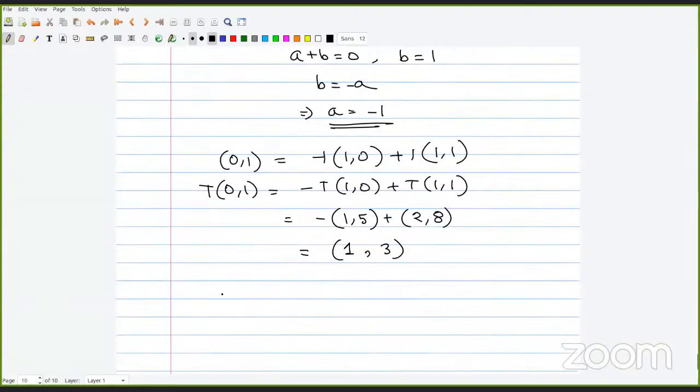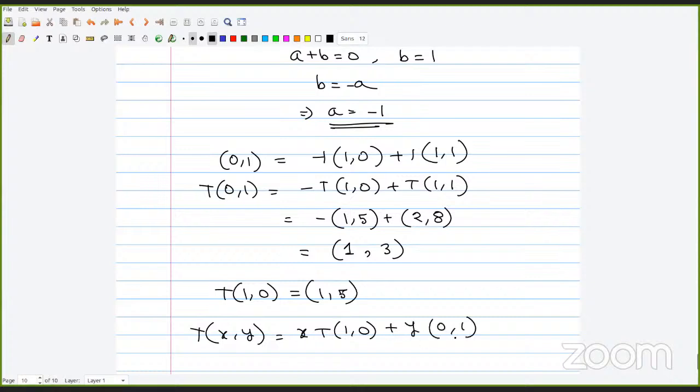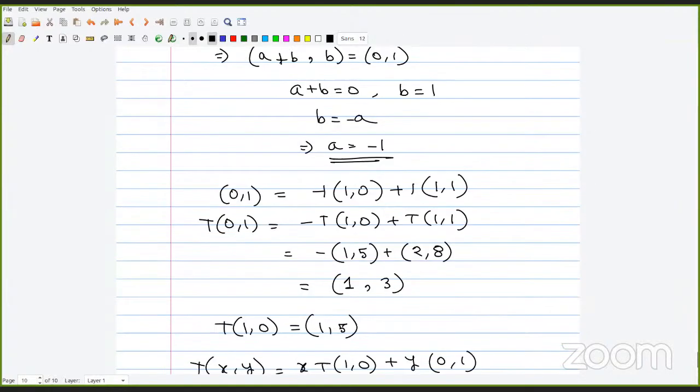And T of (1, 0) we already know is (1, 5). So what is T(x, y)? T(x, y) is x times T(1, 0) plus y times T(0, 1), that is x times (1, 5) plus y times (1, 3). So this is (x plus y, 5x plus 3y). This is your linear transformation. Is it clear?